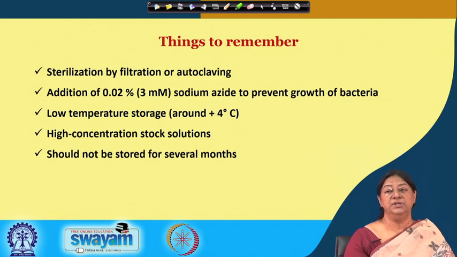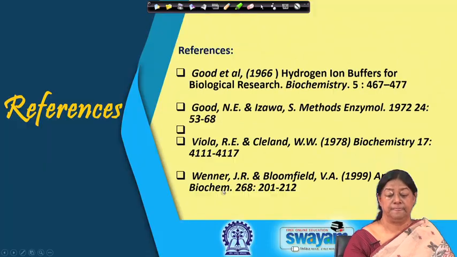So, there are certain things that we need to remember. The sterilization of our vessels, our reagents, our volumetric flasks and all the apparatus that we use is extremely essential. The addition of around 0.02% of sodium azide is a very commonly used procedure to prevent the growth of bacteria. Buffers should be stored at low temperature, and high concentration stock solutions can be used with proper dilution. However, the storage should not be for more than several months.